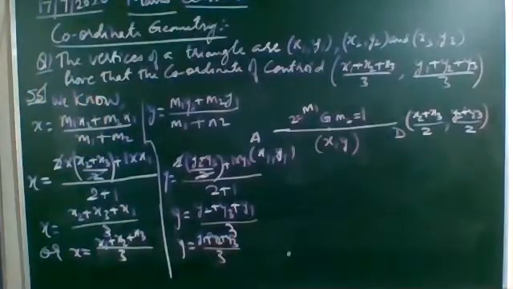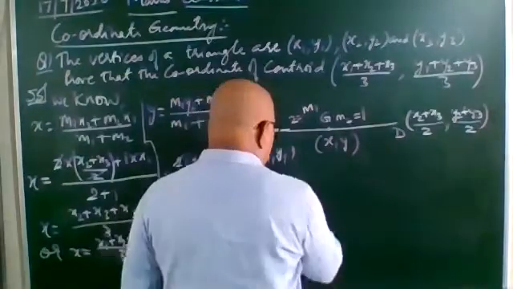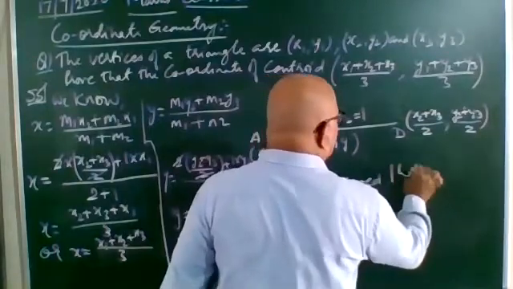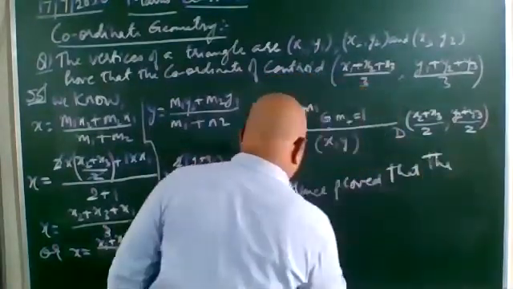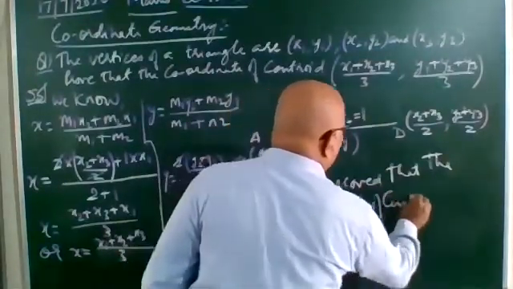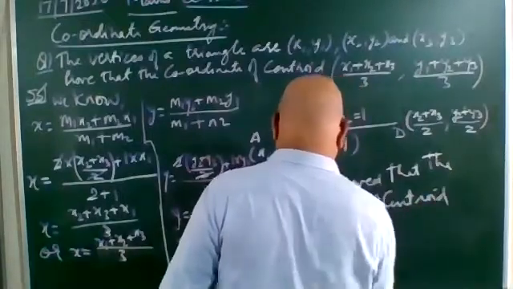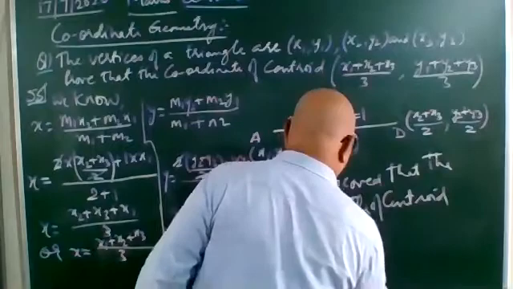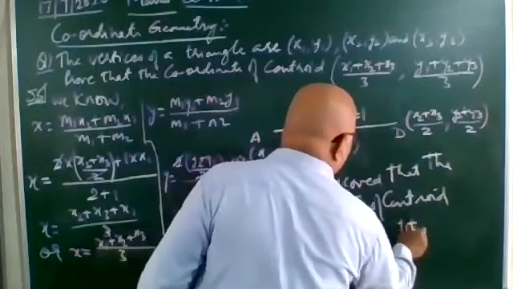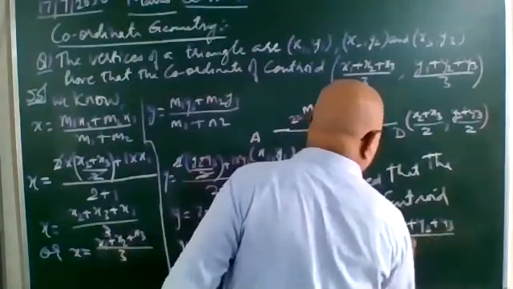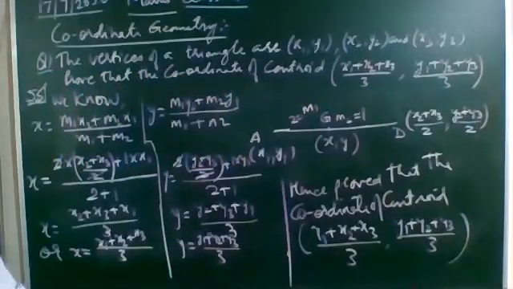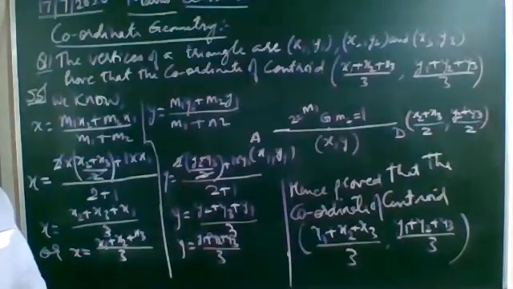This is how you do it, and in the last you will write: hence proved that the coordinate of centroid is x1 plus x2 plus x3 upon 3, y1 plus y2 plus y3 upon 3. So this is the way you have to do this question. So this question is very important.